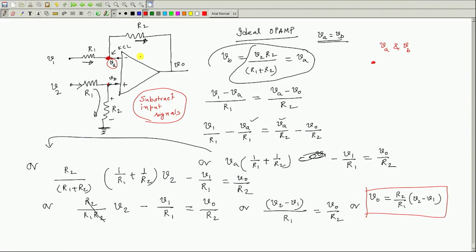Okay. So, express these in terms of the input signals, not VA and VB, the input signals. I think you have understood this. Clear? Acha. So, this is called a subtracting circuit, subtracting 2 signals. Similarly, you can easily see you can add these 2 signals.